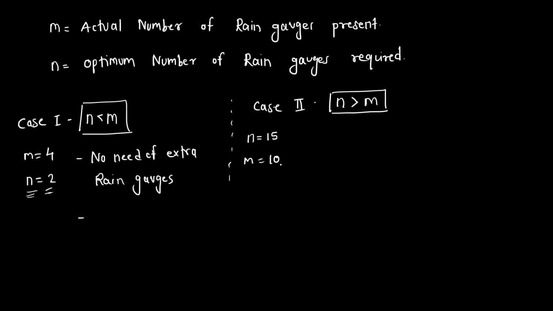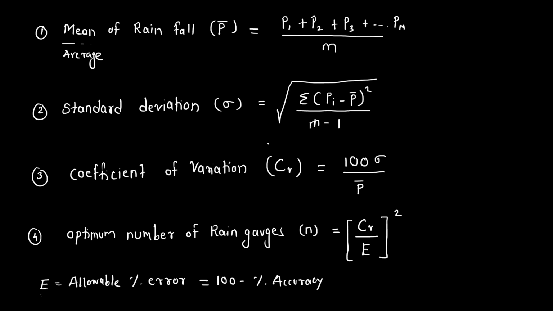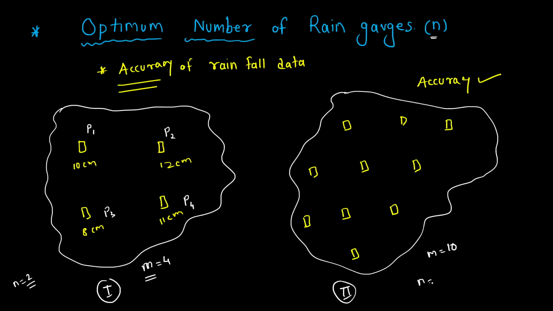Now try to interpret this data. So n value is 15. See, in the second area, what is the optimum number of rain gauges required? 15. How many rain gauges are present here? Already present is 10. So required is 15, but already present is 10. So how much more do we require? We require 5 more rain gauges to come to the optimum number of rain gauges criteria.